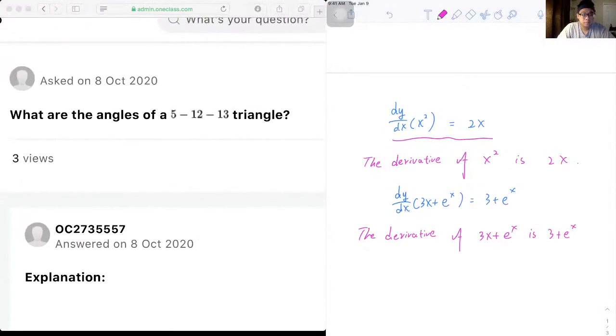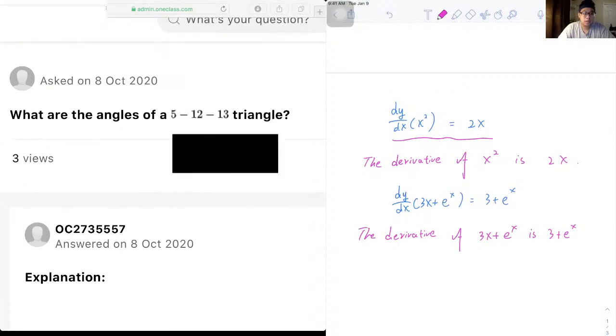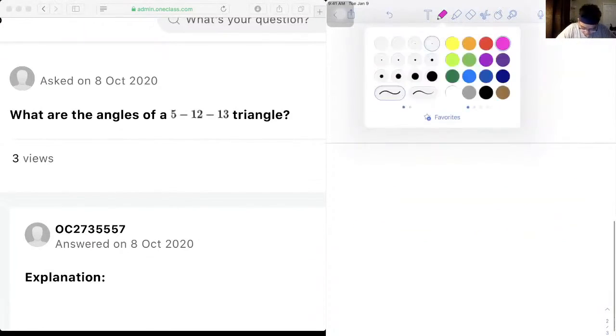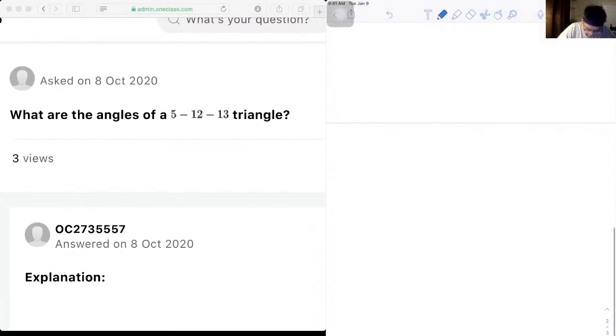Okay, so our next question. Let's copy down the question first. It's asking us, what are the angles of a 5, 12, 13 triangle?